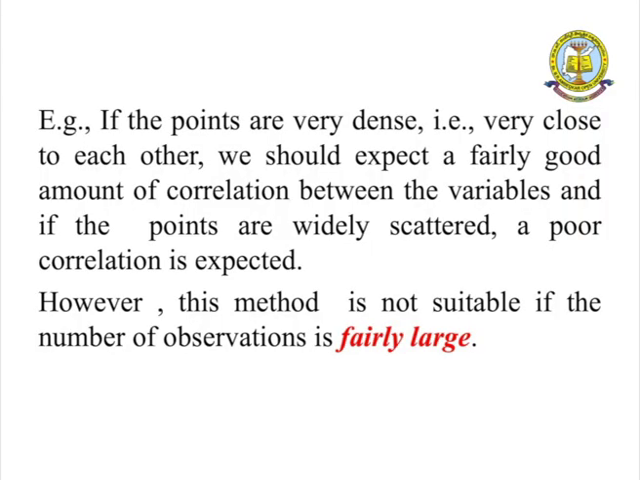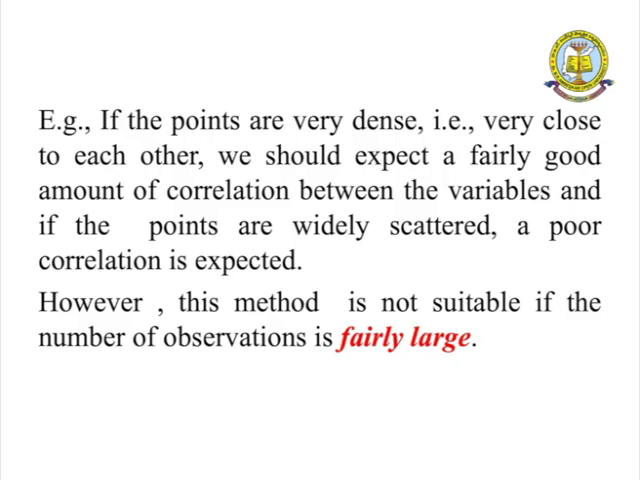From the scatter diagram, we can form a fairly good though vague idea whether the variables are correlated or not. So, by observation we can find this. For example, if the points are very dense, that means very close to each other, we should expect a fairly good amount of correlation between the variables, and if the points are widely scattered, that indicates that a poor correlation is expected. That means the dots are clustered somewhere in that xy plane.